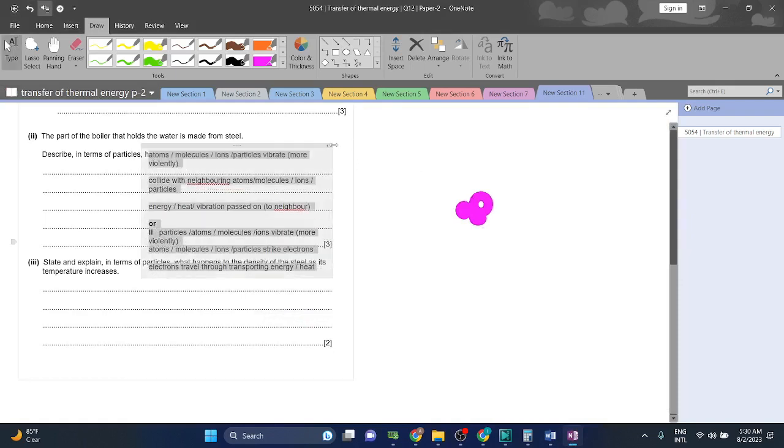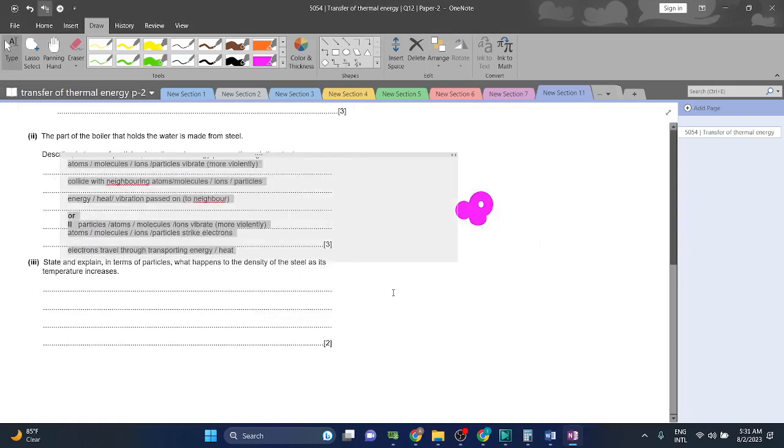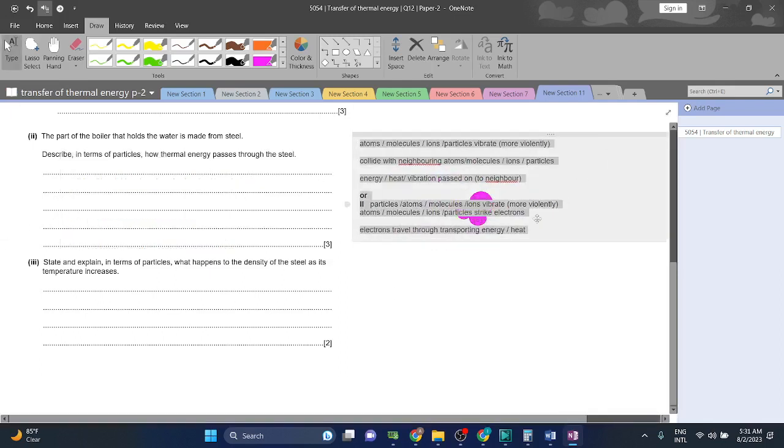अच्छा, मैंने शायद दोनों नहीं बताई, फिर भी देख लेते हैं एक दफा. Atom molecules ion particles vibrate more violently, collide with neighbor atom molecule ion particles. Heat energy vibration, ये तो मैंने बता दिया है. ठीक है ना? तो आगे देखते हैं. Particles, atoms, molecule, ion vibrate more, strikes an electron. Electrons travel through, transporting energy. So yeah, that I have already mentioned.